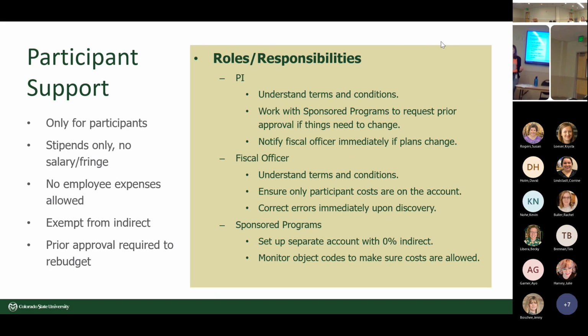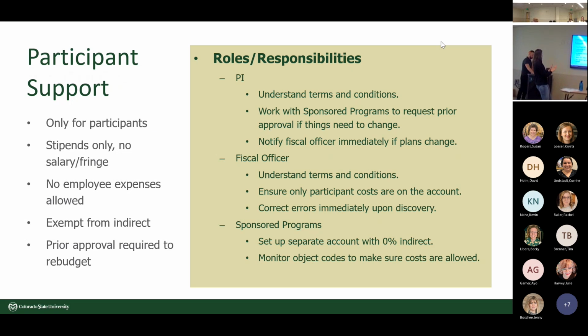The fiscal officer also needs to understand the terms and conditions of what's allowable, what's not allowable, and ensure that only participant support costs are on the account, and then correct errors immediately when they're discovered. And then sponsored programs' role: we will set up that separate account so we can pull off those funds, make sure they're protected with 0% indirect, and we will monitor object codes in those accounts as well to ensure that we're not seeing employment object codes or things that seem inappropriate.